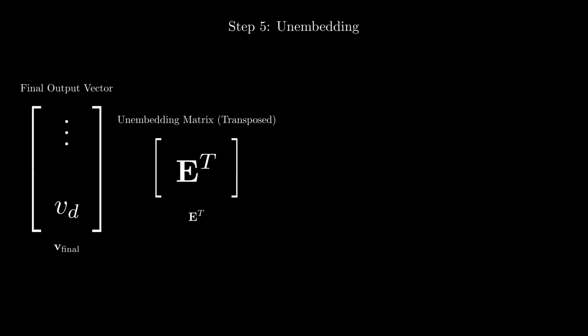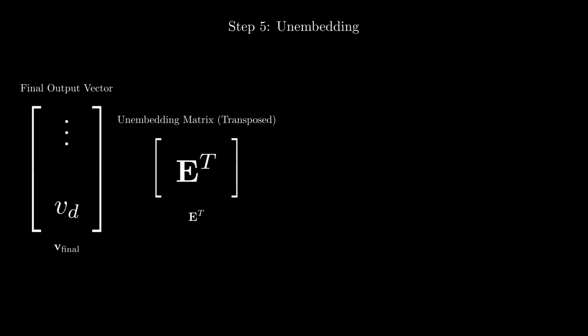This is the very same embedding matrix, E, that we used back in step 2 to convert our input tokens into vectors. It's our model's dictionary, mapping every word in its vocabulary to a unique vector. To go in the reverse direction, from a vector back to a word, it seems logical that we would use the same dictionary, right? And that's exactly what the transformer does, with one elegant twist.